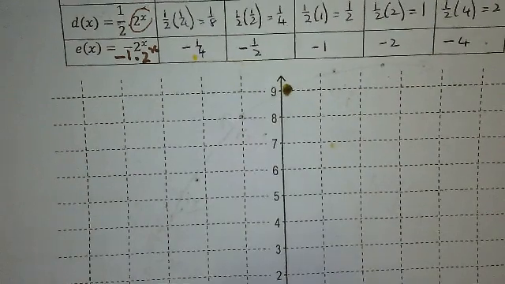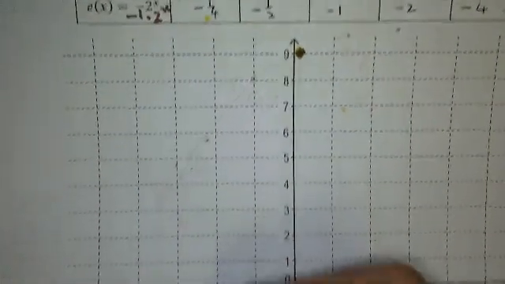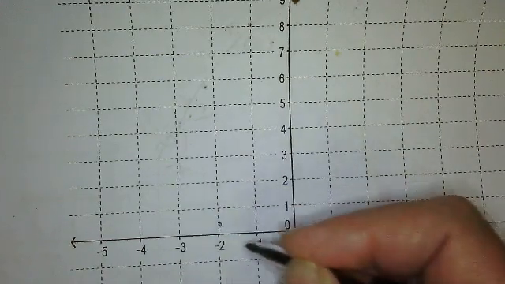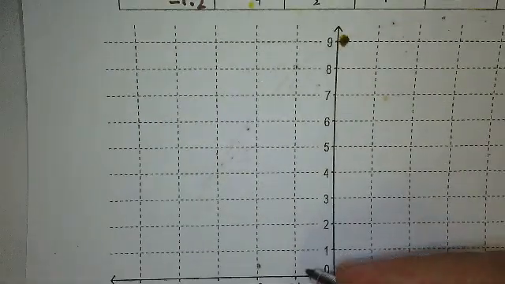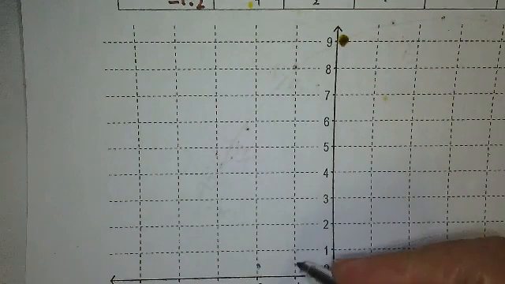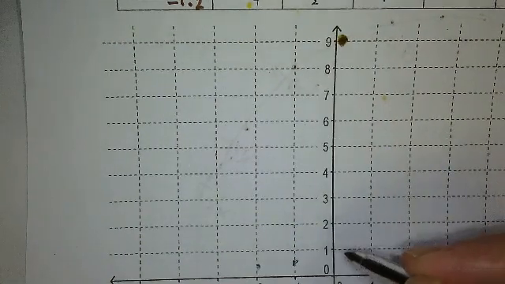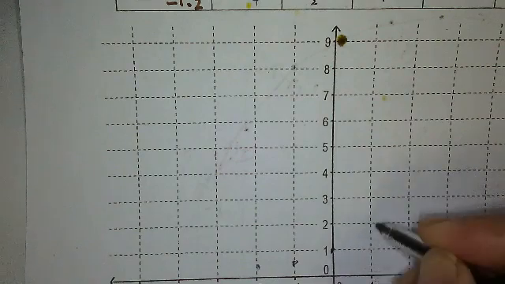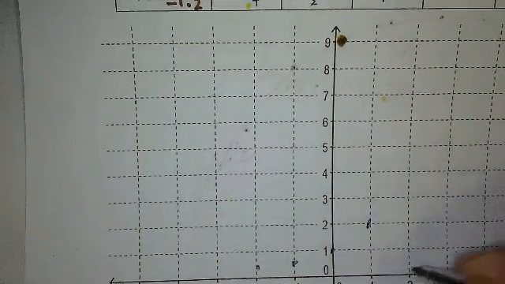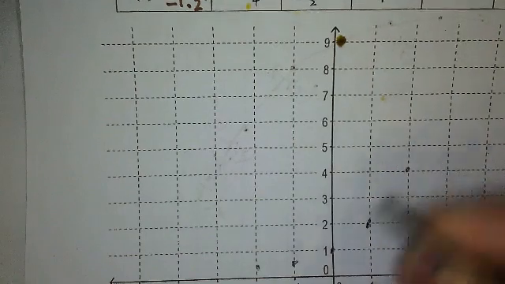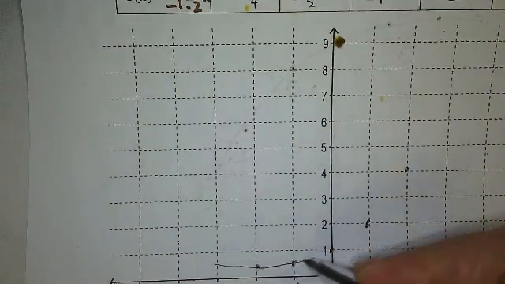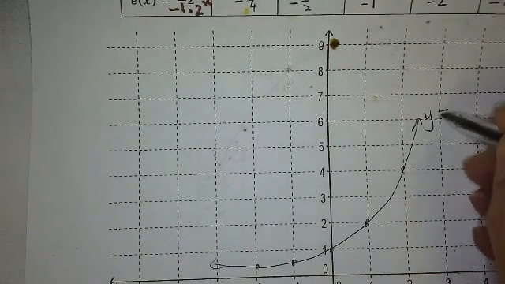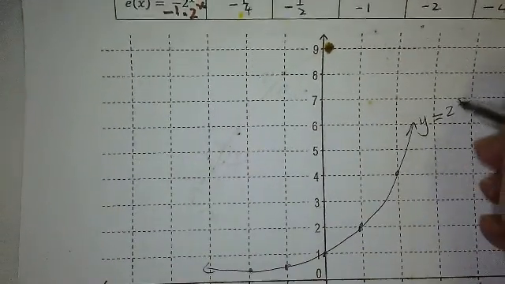Okay, so the first one, it's -2. -2 goes to a quarter. Right? -1 goes to a half. 0 will be 1. And 1 will be 2. And 2 will be 4. But remember to write down your coordinates as well. So that's my basic graph. And that is y equals 2 to the x.